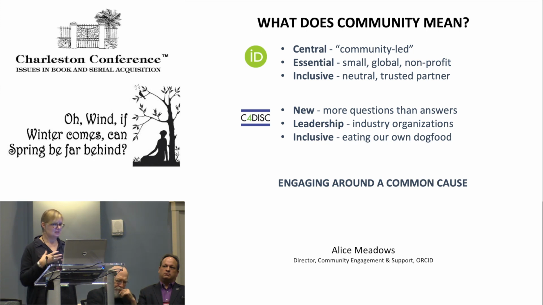And then this is by no means an exhaustive list, but the third thing that I think is really important is that we are inclusive. And I think this came up, maybe you alluded a little bit to it, Jean. We see ourselves as a neutral, trusted partner. We don't take sides on the commercial versus not-for-profit front because, frankly, we need everybody in the tent. We don't want it to be a them and us kind of community. We want ORCID to be an inclusive community. So those are the three words that I came up with when trying to think about what community means to ORCID.